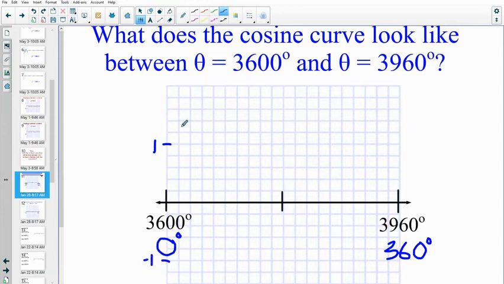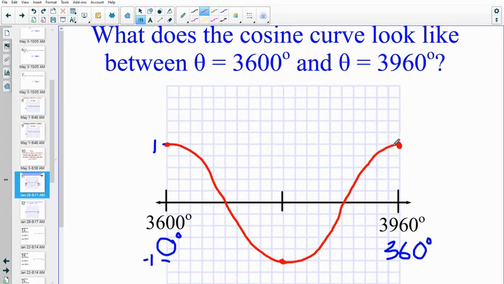Well, we know what it looks like between 0 and 360, and that's going to look exactly the same as what it will look like between 3,600 and 3,960. So I'm going to graph one period of the cosine curve. I know that it starts at 1. I know that it crosses 90 degrees later, it goes down to the bottom, and then it crosses again on the way up, looking something like that.